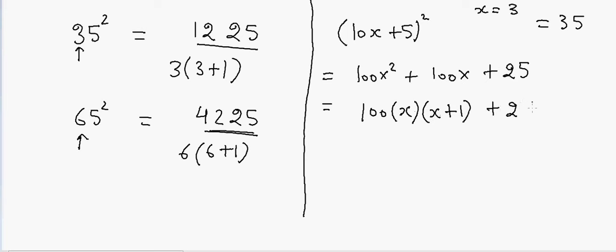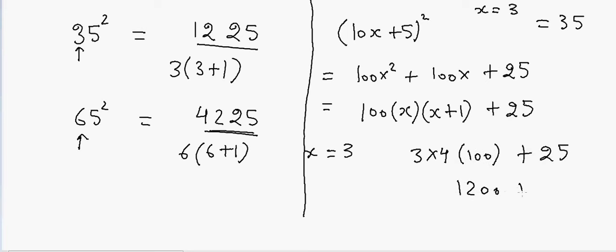So if we solve this, that will be equal to 100 into x into x plus 1 plus 25. So as you can see that we are taking the first digit and we are adding a number into it, multiplying it by 100 and then adding a 25. So here if x is equal to 3, then we'll get 3 into 4 into 100 plus 25. So that will give me again 1200 plus 25.